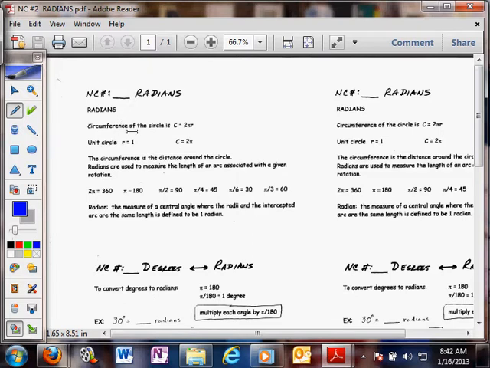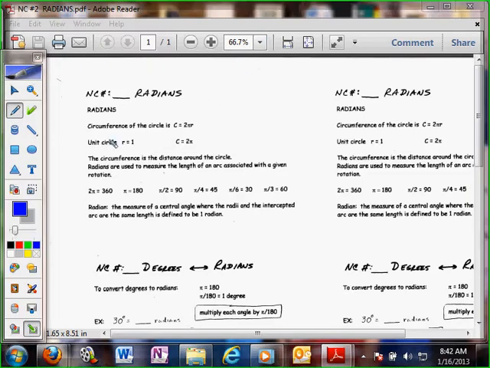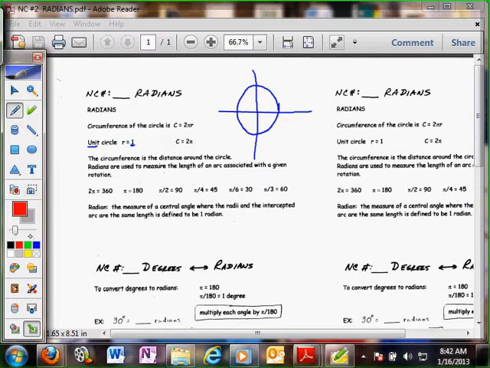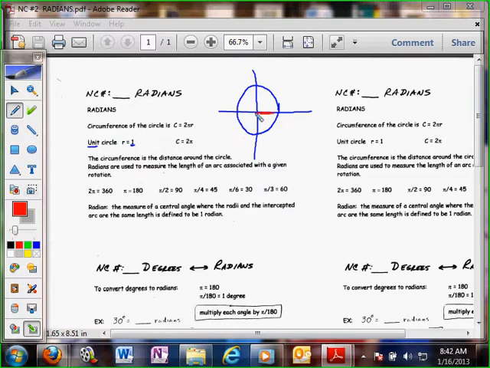Radians. It says the circumference of the circle is equal to 2 pi r, 2 times pi times the radius. The unit circle, the radius is 1. Now this is important. We're going to be talking about the unit circle quite a bit. The unit circle, unit meaning 1, is a circle on the xy plane whose radius measure is 1 unit.